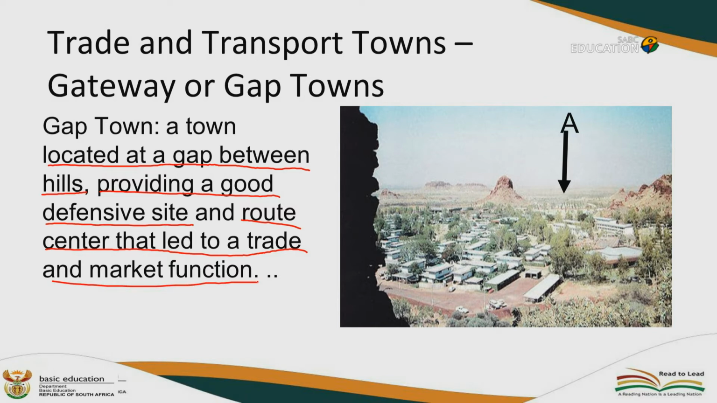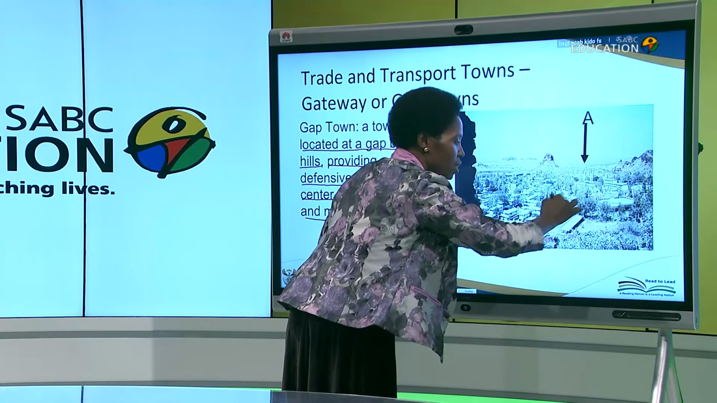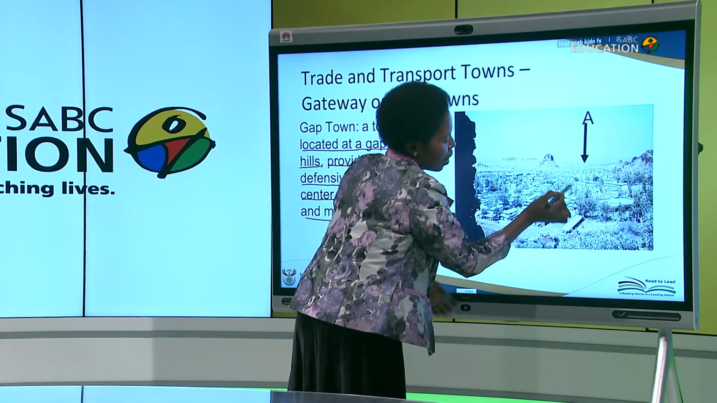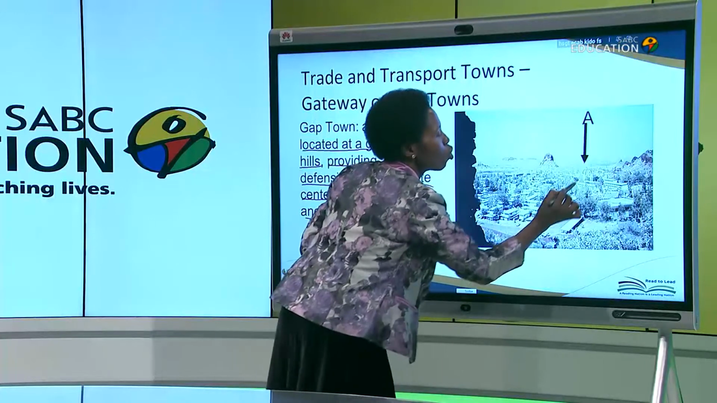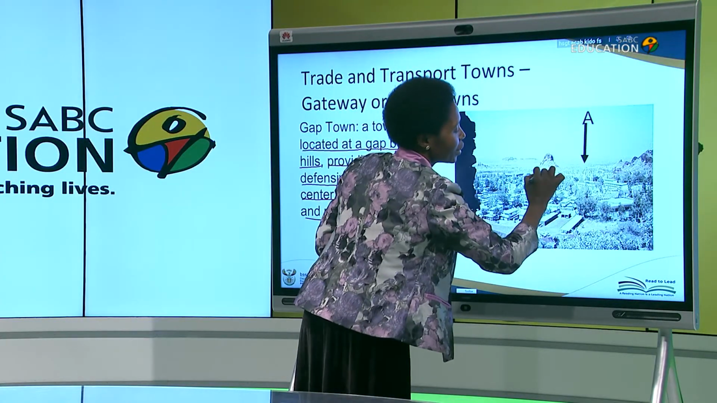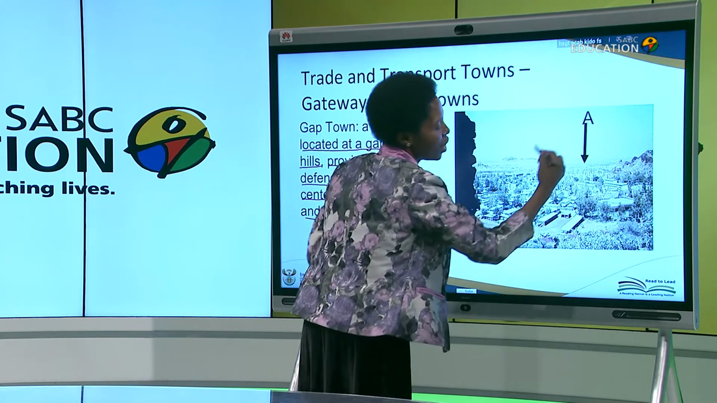Let us look at the picture. We have the picture showing us A here. We have a hill here and we have a hill here. People come and build here. So you find that there's a road passing in between in order for them to take their goods to another side. So that's why we say this is a gap town. It can be a hill, it can be a mountain.